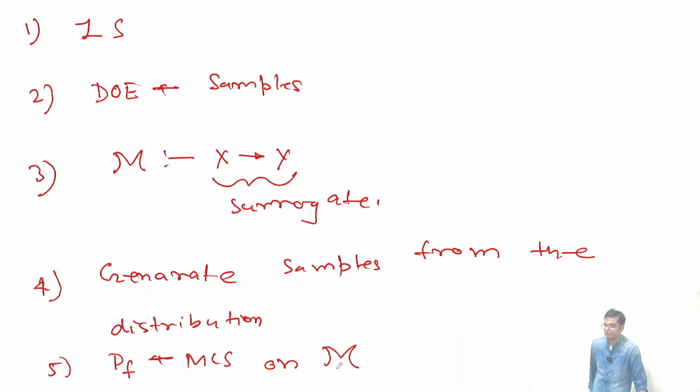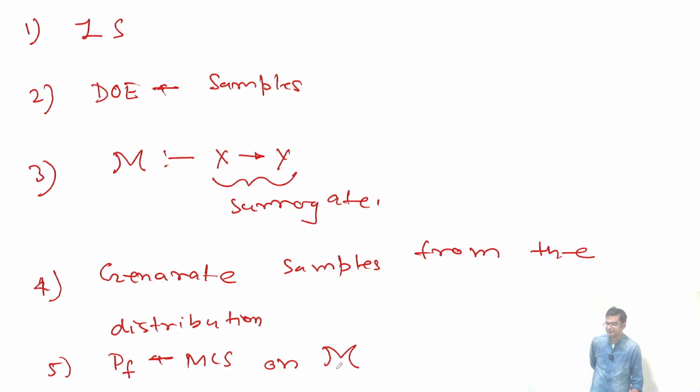So you will now do MCS, but not on the actual simulator, which is expensive, but on the surrogate model, right? So you will not do the actual simulation. You cannot do a million simulations, but you can query your surrogate model a million times. It will take a fraction of a second, and from there you will compute the probability of failure. So these are the broad 5 steps that you will have to do for reliability analysis using a surrogate model.